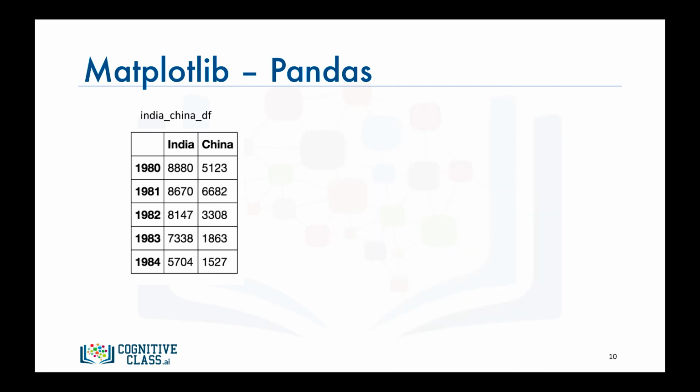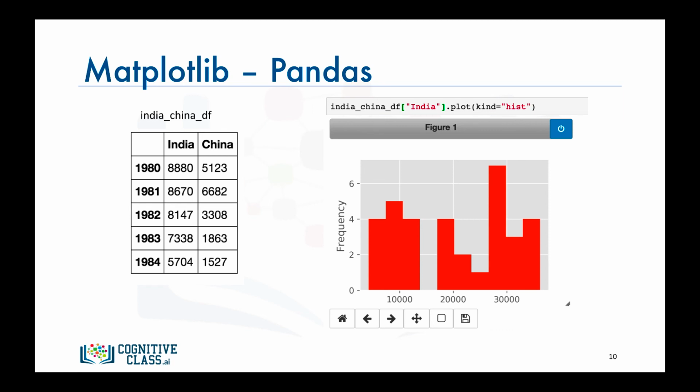Plotting a histogram of the data is not any different. So say we would like to plot a histogram of the India column in our data frame. All we have to do is call the plot function on that column and set the parameter kind to hist for histogram. And there you have it, a histogram of the number of Indian immigrants to Canada from 1980 to 1996. This concludes our video on basic plotting with matplotlib.